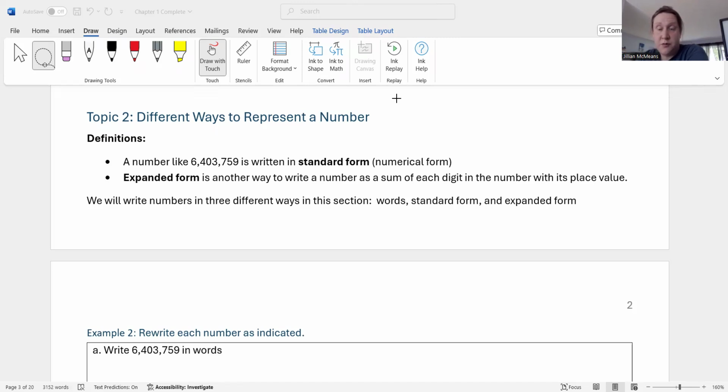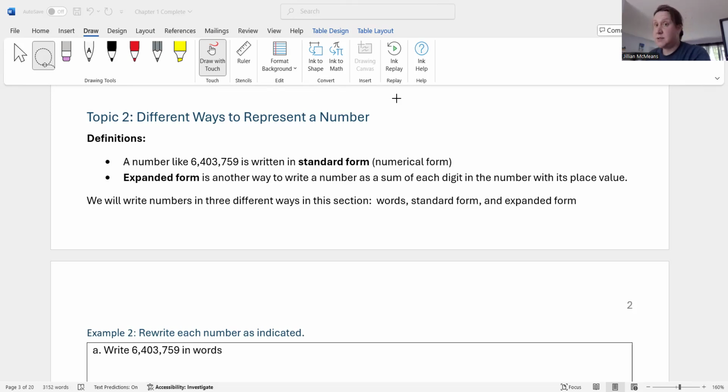First of all, a number like 6,403,759 is written in what we call standard form. That's just the number format that we're accustomed to. I can take a number from standard form and rewrite it in words, or I could take a number that's written out in words and convert it to its standard form. So that's one thing that we are going to do.